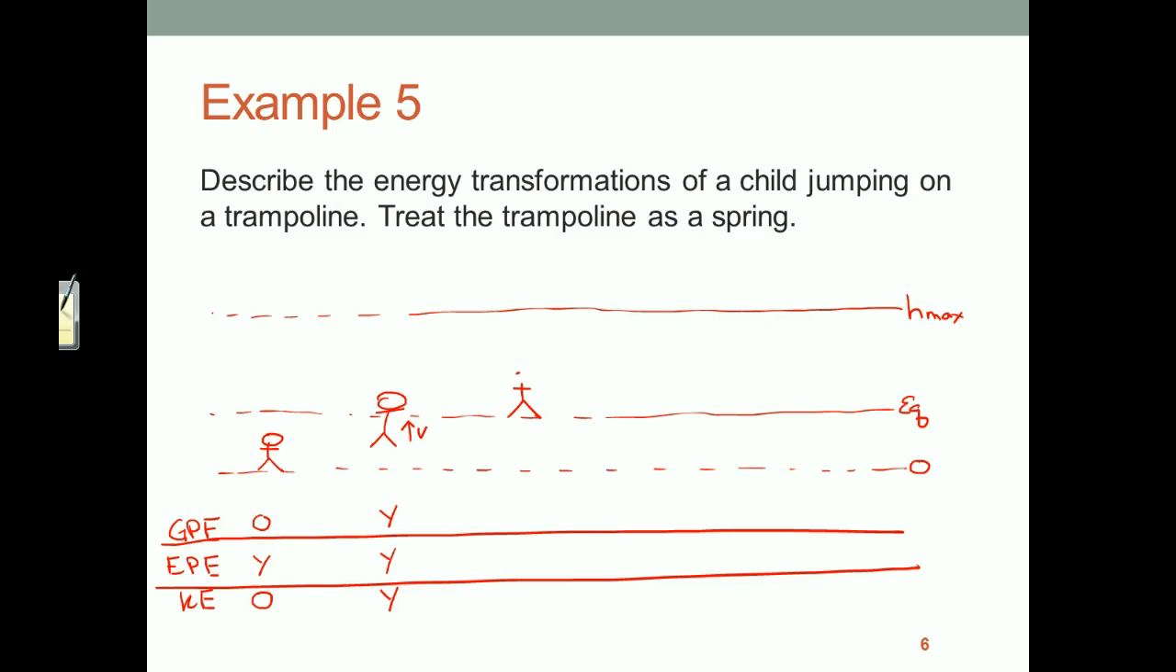At the equilibrium position, I have gravitational potential because I'm up above my 0 position. I do not have elastic potential because I am at the equilibrium position. And I do have kinetic energy, and at this point the kinetic energy will be maximized. If you think about it, the trampoline is moving upward, but as soon as the child leaves the trampoline, it's back to a projectile motion question, and the child's going to start slowing down.